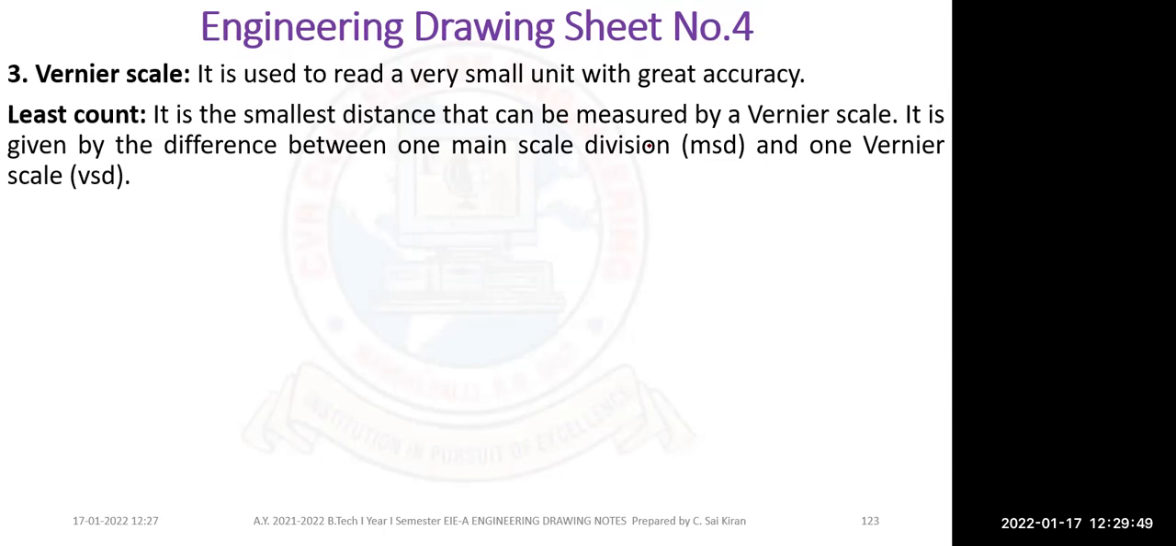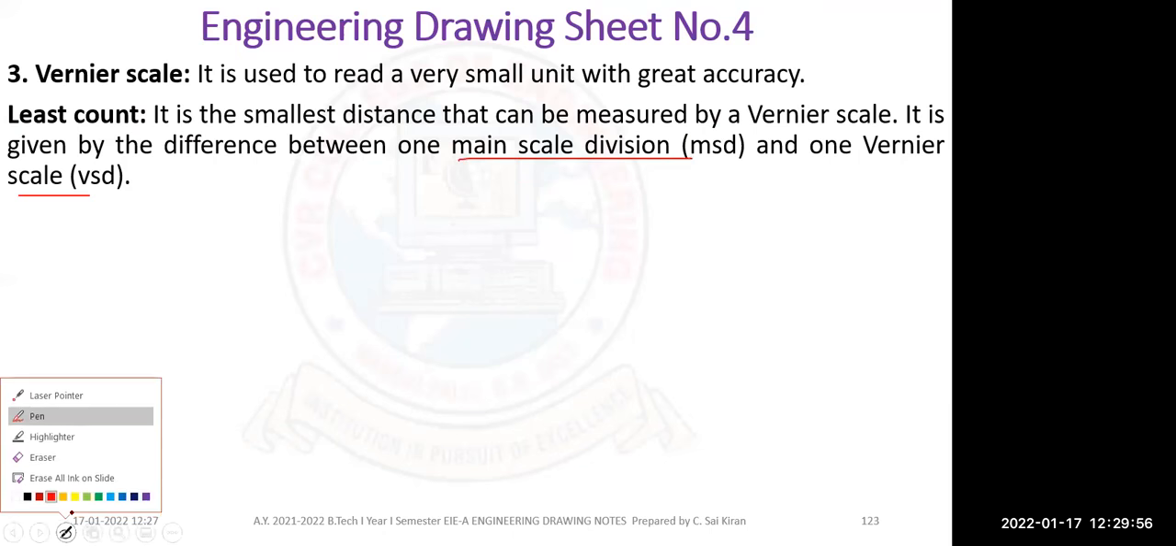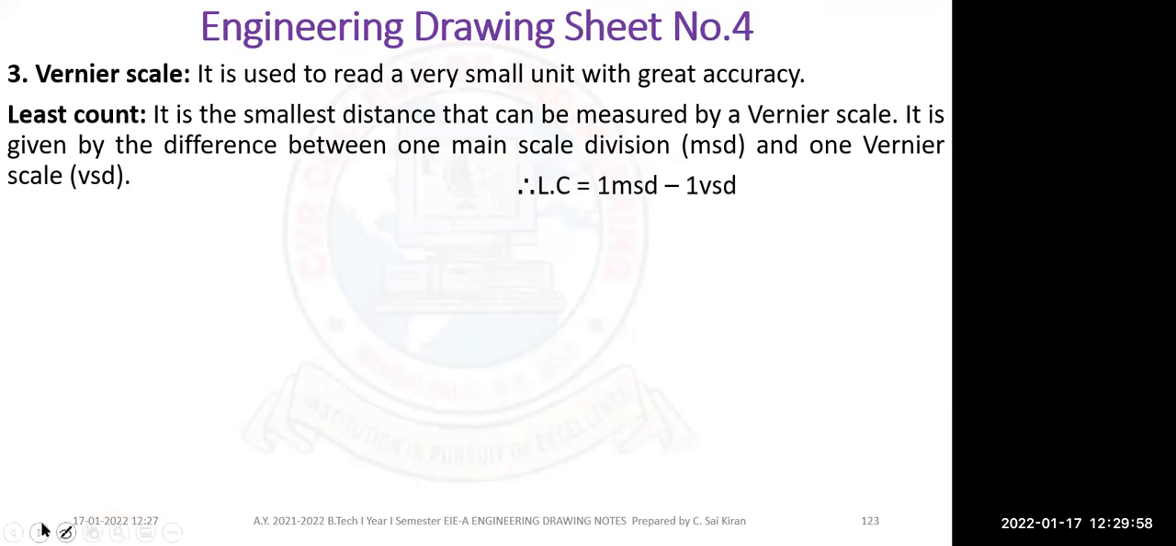If you want to calculate the least count, main scale division minus Vernier scale division gives you the least count of the Vernier scale. So one least count is equal to one main scale division minus one Vernier scale division.